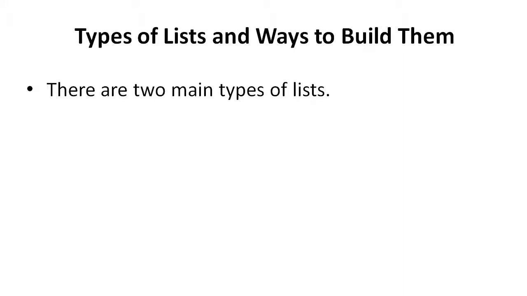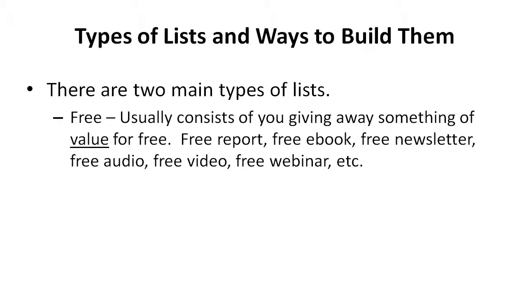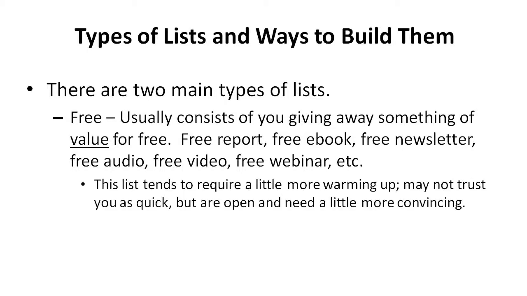The first list type is a free list. Usually this consists of giving away something for free, something of value, something normally that people are willing to pay for, but they're getting it for free. Either you can give them a free report, a free ebook, free newsletter, free audio, free video, free webinar, and so forth. But just think of something of value. It has to be something of value that they would actually want.